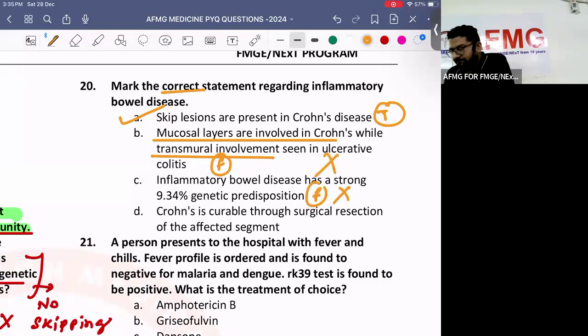Crohn's is curable? Ulcerative colitis can be curable if you remove colon and rectum. Crohn's disease can involve any part, so it is not curable. Answer will be A. This is easy.